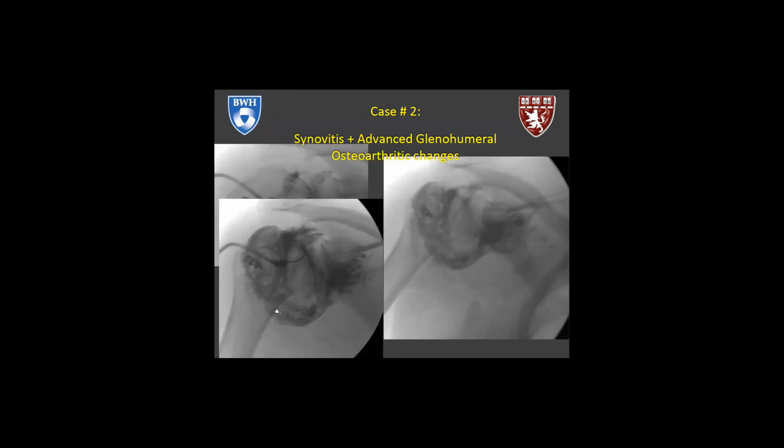But you'll notice that the contrast does not fill the joint uniformly, and we should see nice and smooth margins. You see that there is irregularity of the joint space. There's multiple filling defects here, which is either due to synovitis or multiple loose bodies. Obviously that shows the pathology really nicely. But in addition, we're also seeing these wispy, curvilinear areas of opacification in the region of the axillary pouch, extending into the axillary soft tissues, and there's maybe a little pooling here in the axilla. So what exactly does this represent?